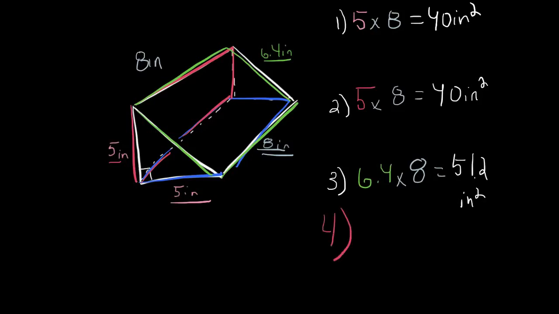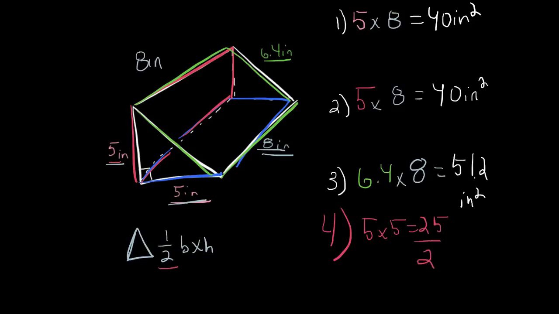As a reminder, the area of a triangle is 1/2 its base times height. In our case, our base and height are 5 inches each. If we multiply those together, we get 5 times 5, which is 25, and we need to divide by 2. However, because we have two triangular bases, we need to multiply it by 2. So those two kind of cancel out. So the area of our bases are just 25 inches squared.